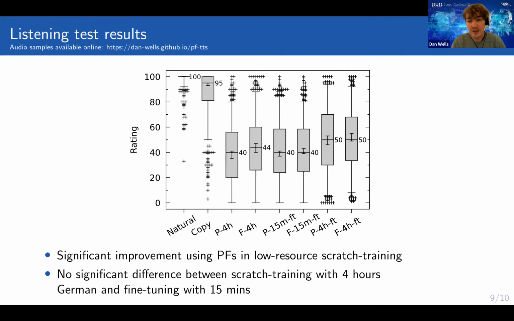And if we compare these two systems to those fine-tuned using only 15 minutes of German, that's these two here, for each of these pairwise comparisons, there's no significant difference between these 15-minute fine-tuned systems and the 4-hour scratch-trained ones, which suggests that this fine-tuning approach is useful even with very limited target language data.